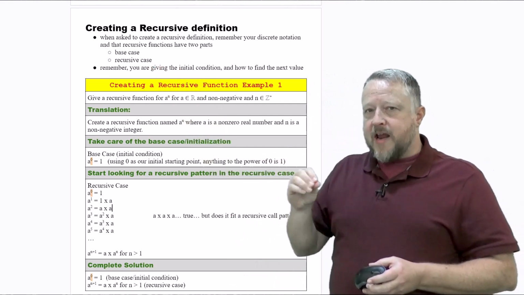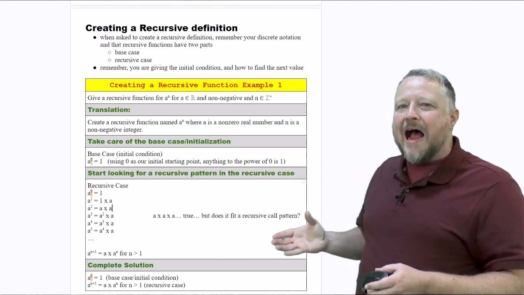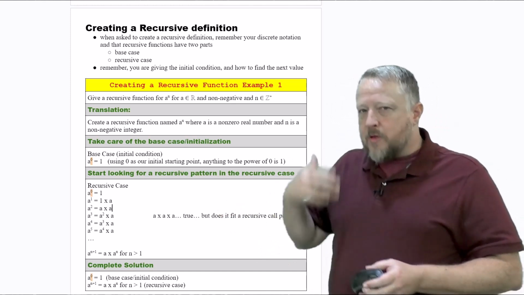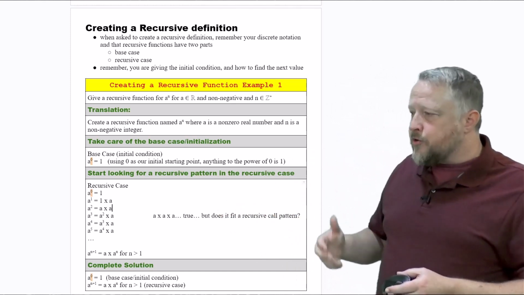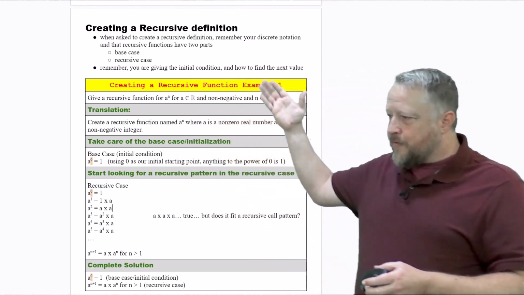The recursive case is really important because remember, it's got to fit a recursive call pattern. I'll explain that in a second once we get to this example, but remember the pattern that we're going to need in order to do this. You're going to be given an initial condition and then how to find the next value.